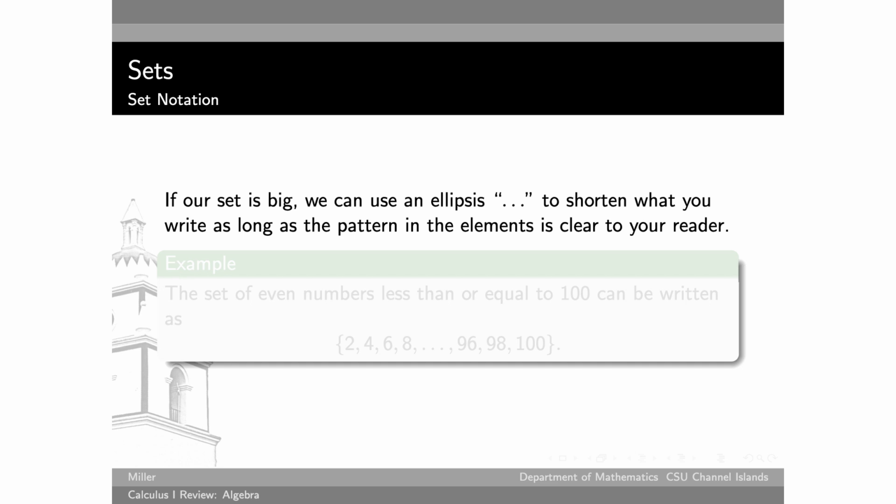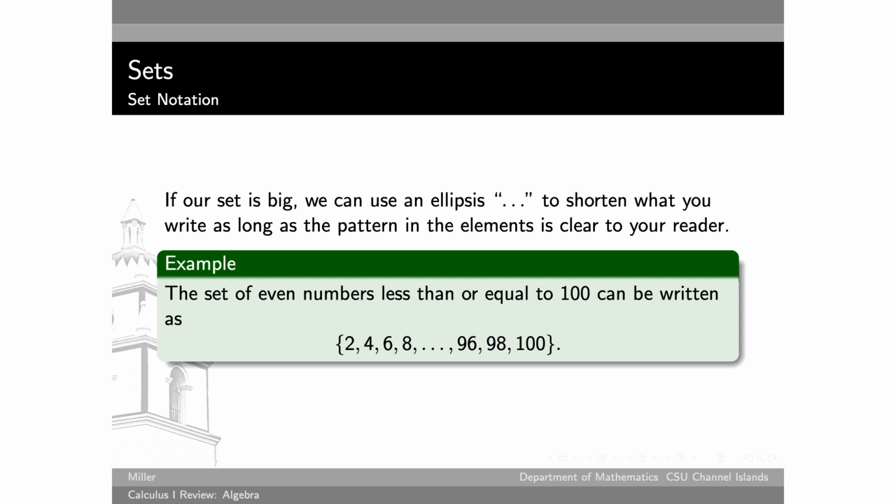If our set is big, we can use an ellipsis, three periods right in a row, to shorten what you write, as long as the pattern in the elements is clear to your reader. For example, the set of even numbers less than or equal to 100 can be written as {2, 4, 6, 8, ..., 96, 98, 100}. Having established the pattern of even numbers, we write an ellipsis and then follow it by 96, 98, 100, the end of the set.